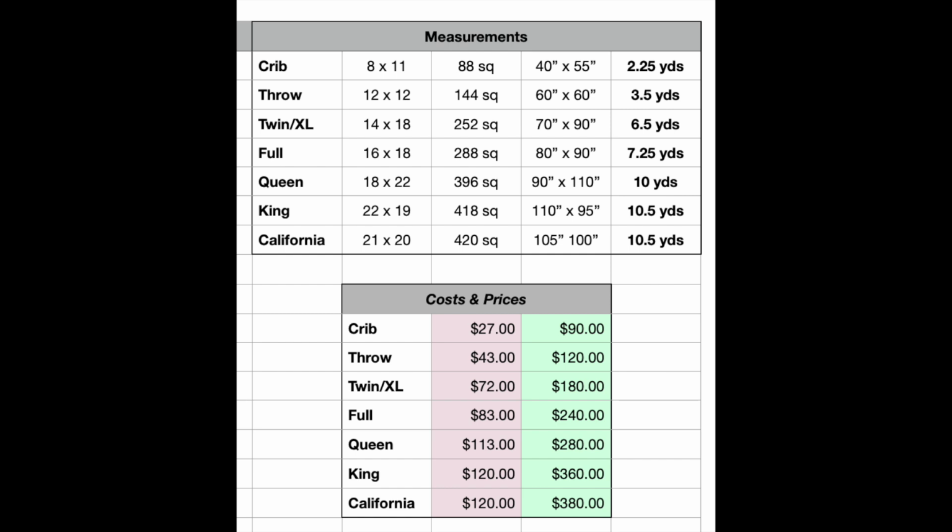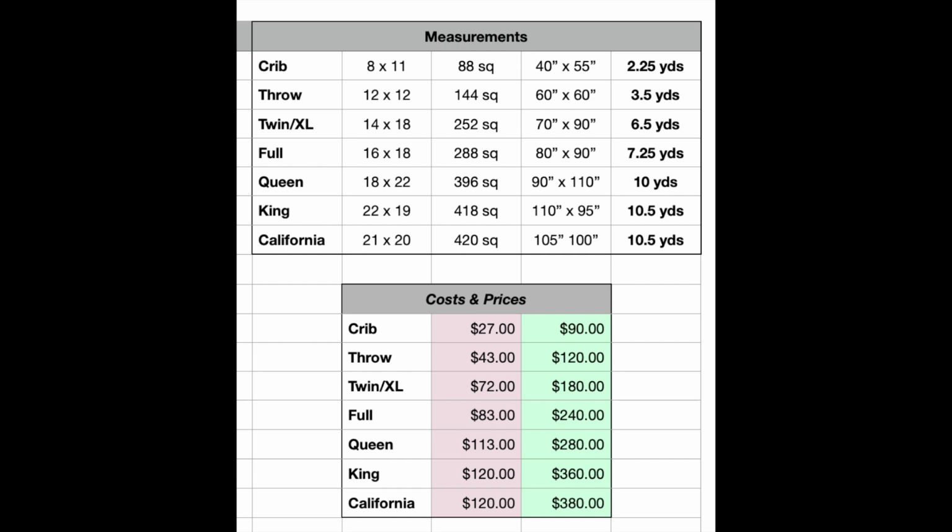And as you can tell by the chart, the larger the quilt, the more expensive the labor becomes, just because it takes longer to put together a larger quilt. I live in a rural area on the eastern side of the United States. It is very much in the country, and that also is a factor when it comes to pricing.